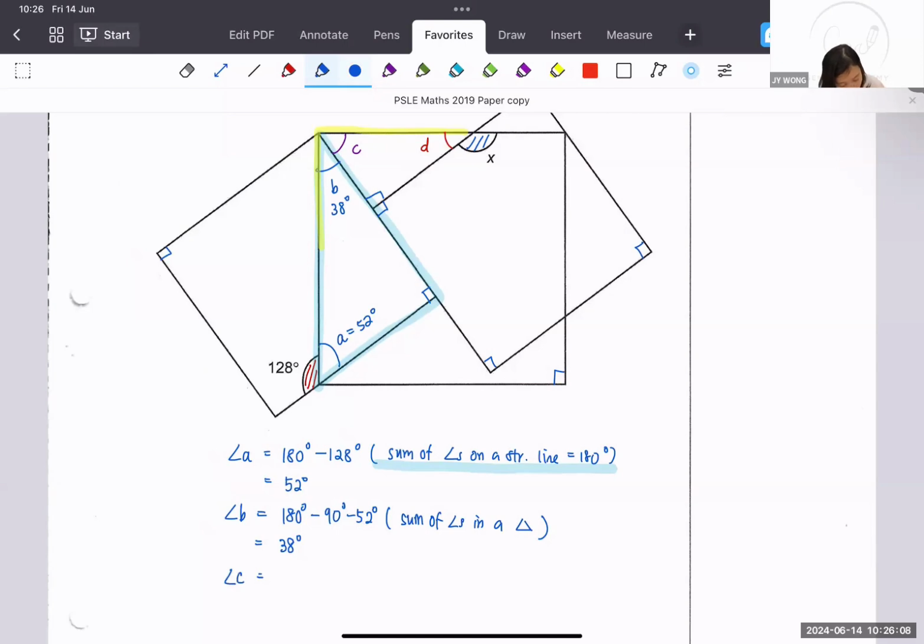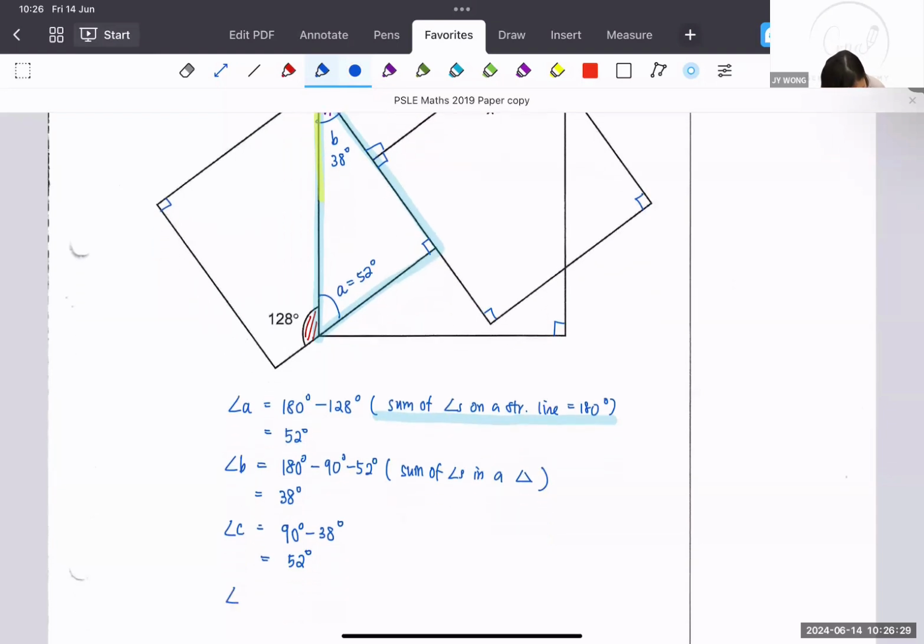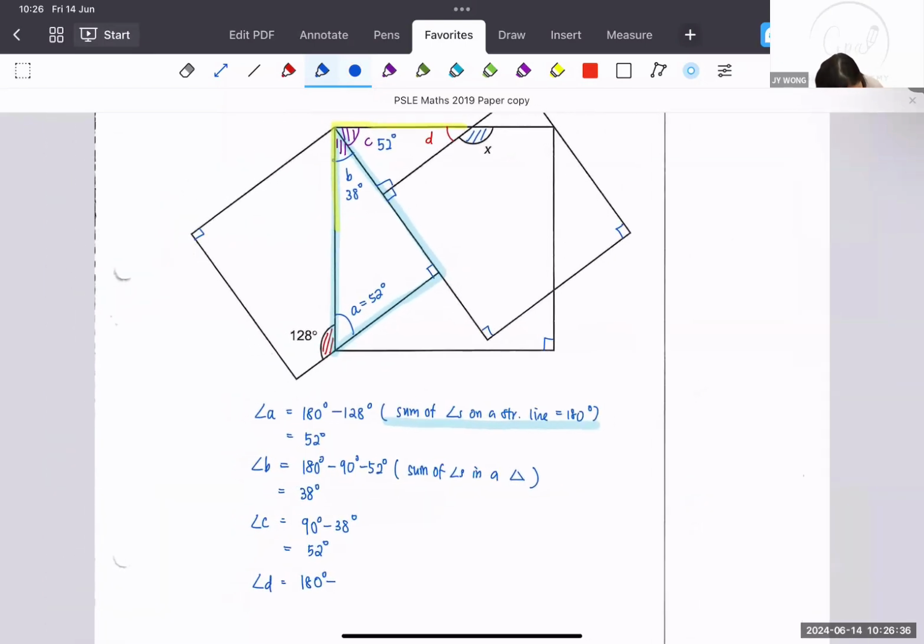So angle C will be, just now we said angle C plus angle B will give you 90 degrees, because it's part of the right angle triangle. So what we're going to do now is take 90 degrees minus 38 degrees. That will give me angle C, which is 52. So this is 52. Can I find angle D now? I can. So angle D is 180 degrees minus 90 degrees minus 52 degrees. That will give you 38 degrees.